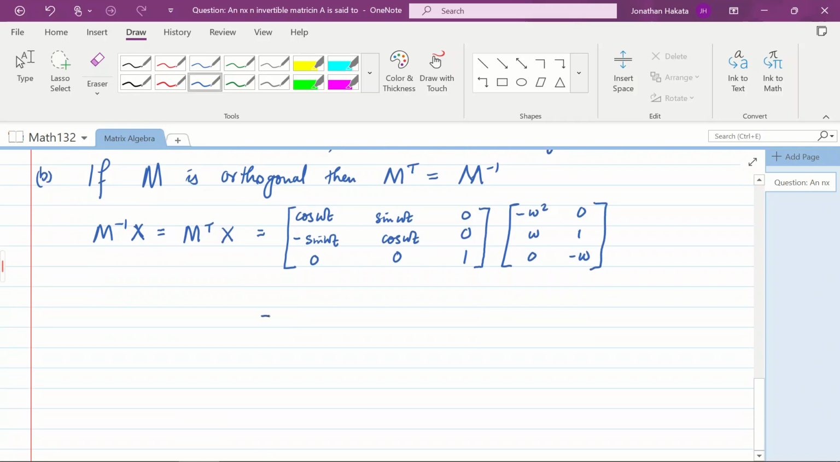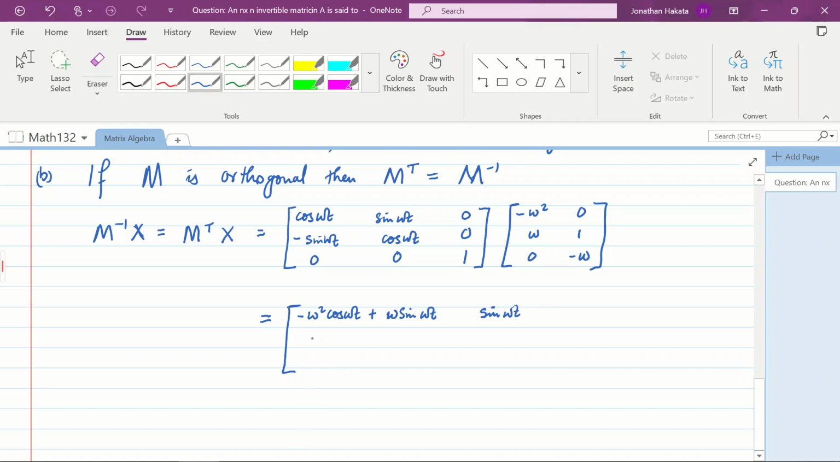Now let's do the multiplication. So row by column, cos omega t times minus omega squared is minus omega squared cos omega t, plus omega times sine omega t to be omega sine omega t, plus 0 times 0. I don't need to write that. So this position, now we have to say the first row times the second column. So that will be cos omega t times 0, that's a 0. 1 times sine omega t, that will be sine omega t, plus 0 times minus omega. So it will be like that.